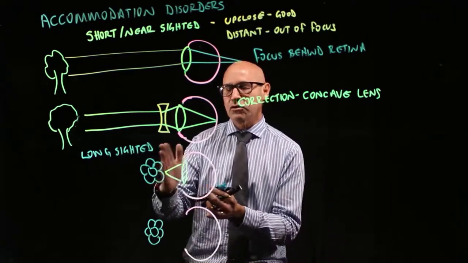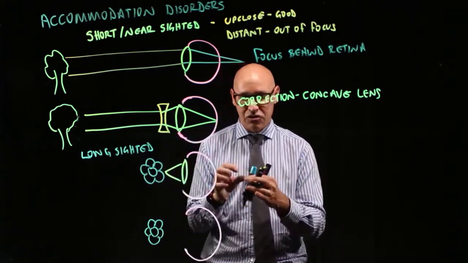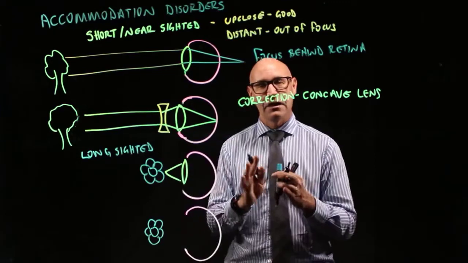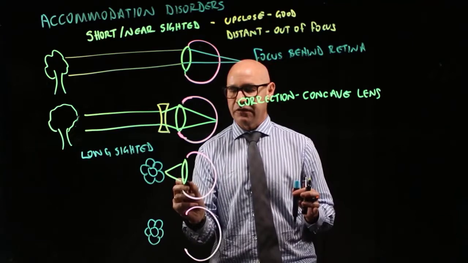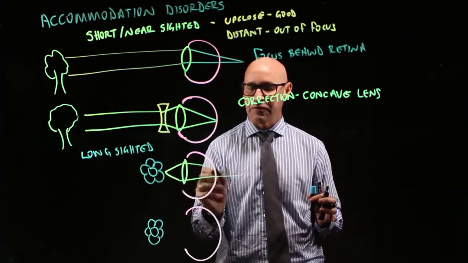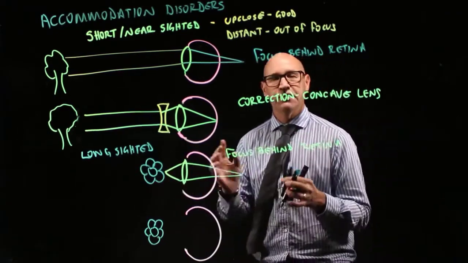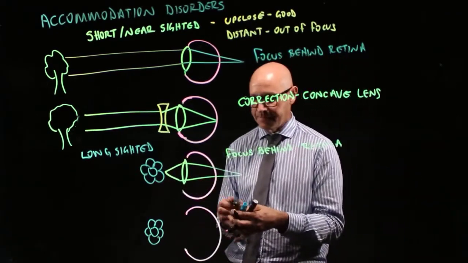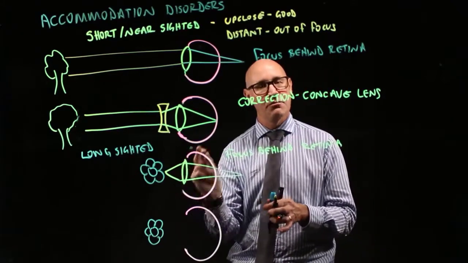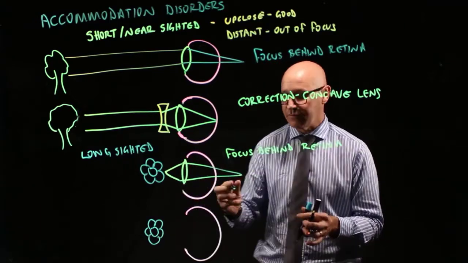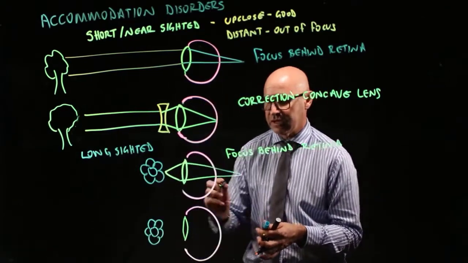Alright, so looking at things that are up close, the light rays are diverging as they hit the lens. Now, the lens doesn't have enough power to refract the light enough to focus on the retina, so in this case, the focal point is behind the retina. So what needs to happen here is that we need to add a lens to bend the light more before it gets to the lens of the eye. Because we can't change the thin lens of the eye, it's as good as it's going to get.